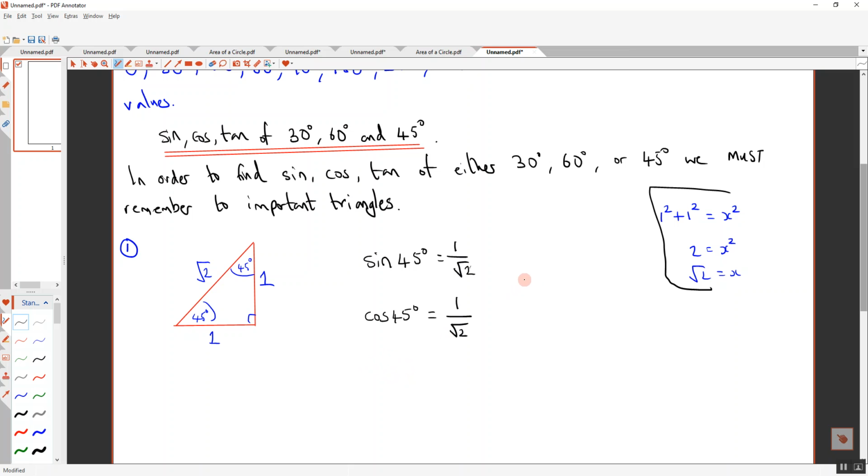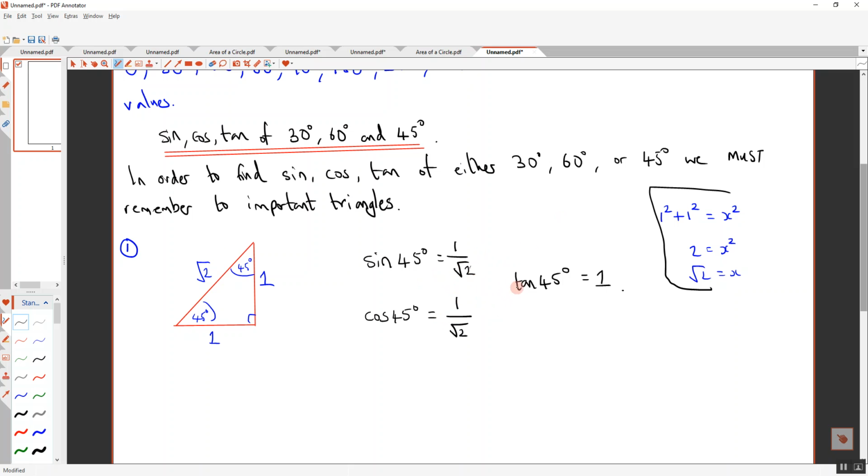Somebody else, what about, don't shout out, just put your hand up, tan of 45. Frankie? Yes, just 1. Opposite over adjacent, 1 over 1, which is 1, okay? Now, if you remember this triangle, you will be able to get these no problem, okay?